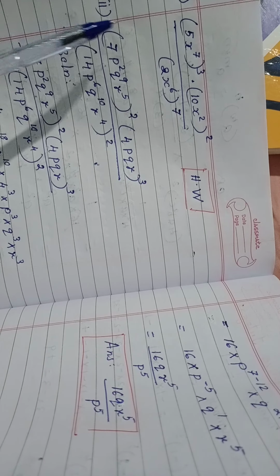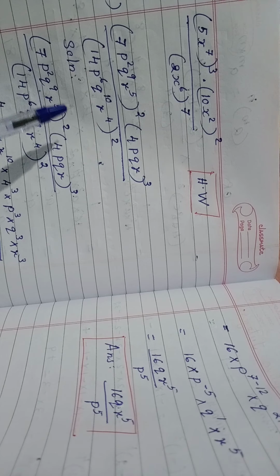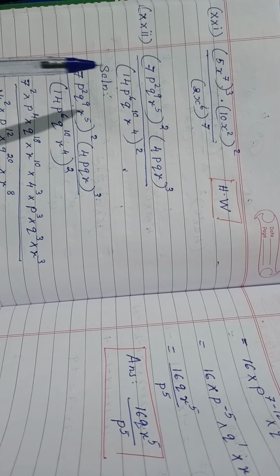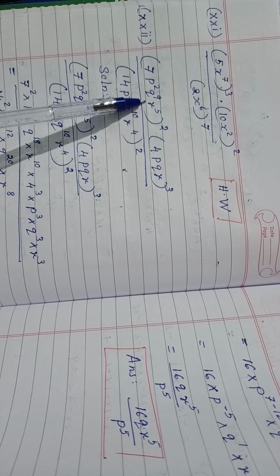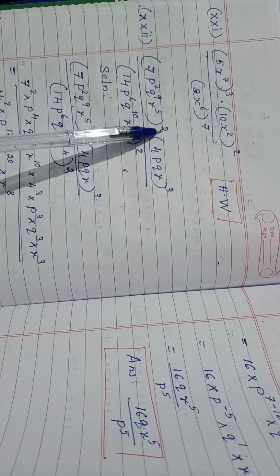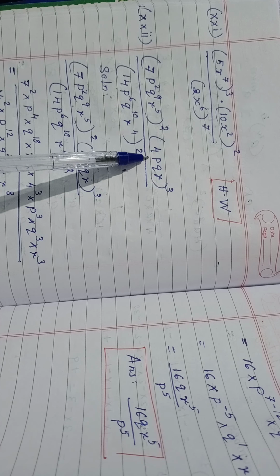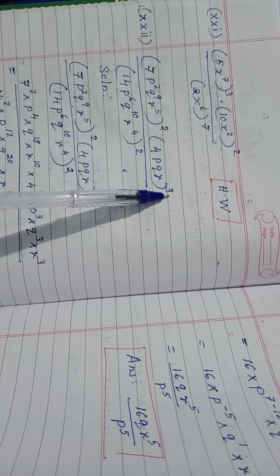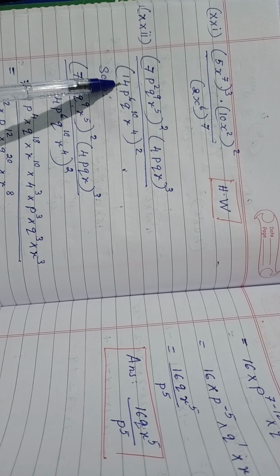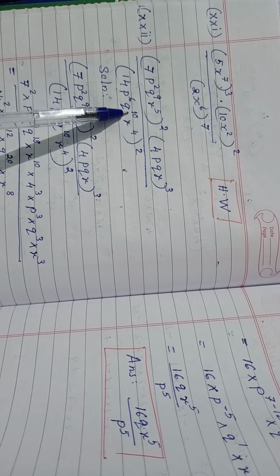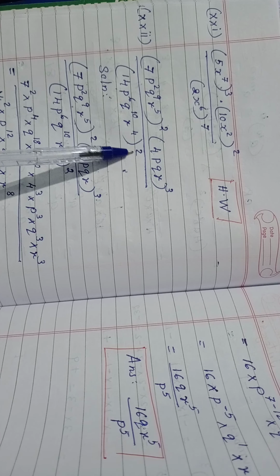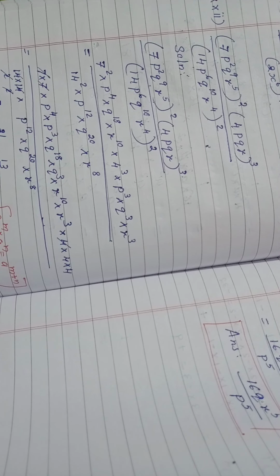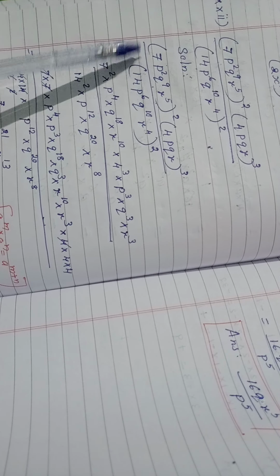Number 21 is homework. Question 22 is 7p square q raised to 9 r raised to 5, all square, into 4p q r raised to 1, all raised to 3, all by 14p raised to 6 q raised to 10 r raised to 4, all square. Same question, same solution. I'll write it directly here.